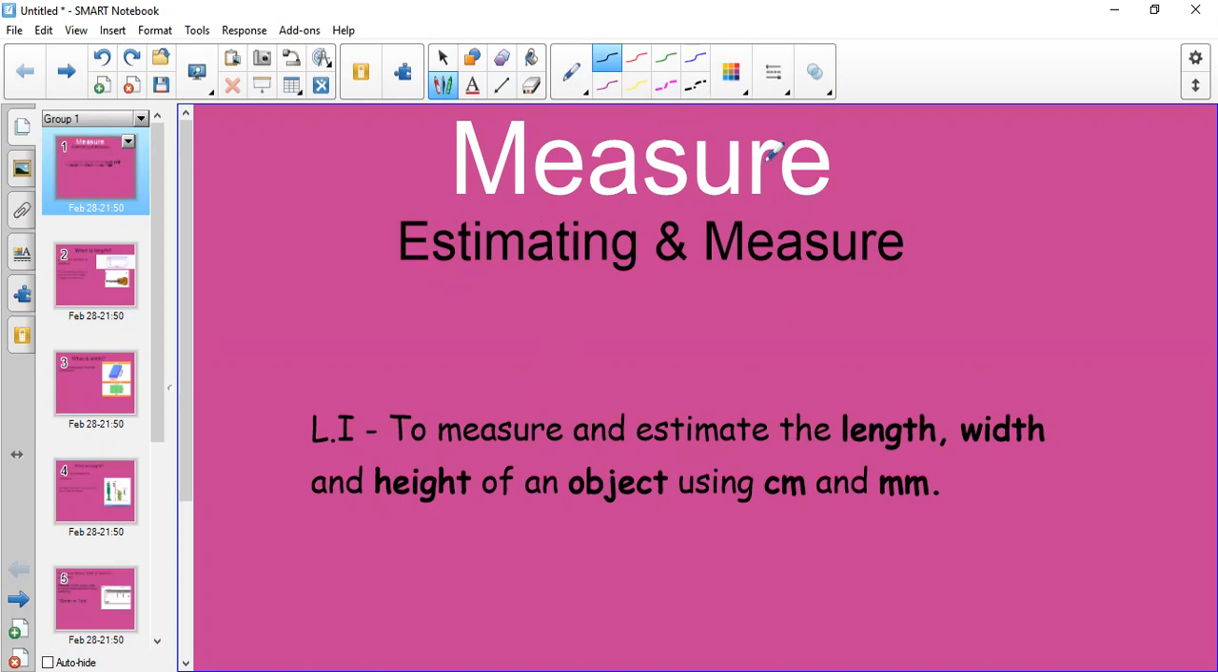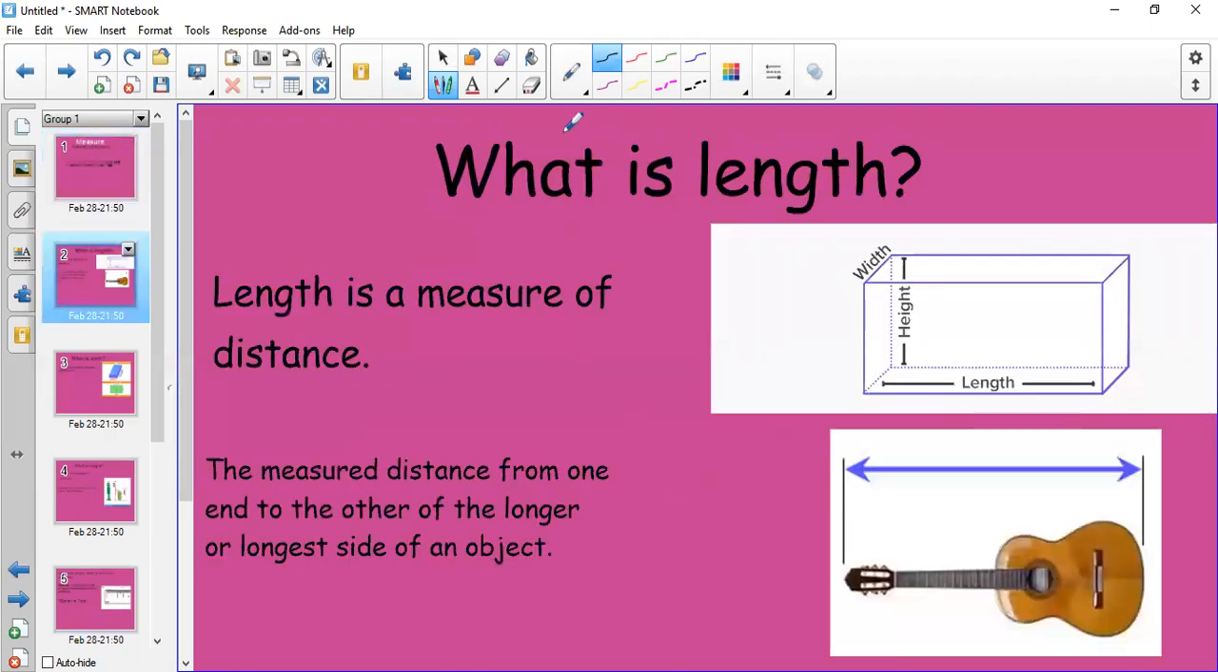Remember, you can pause this video at any time just to make sure that you understand what it is that you are doing. Okay, so first of all, we are going to work out what length actually is. Length is a measure of distance. Distance is the key word here. It is the measured distance from one end to the other of the longer or longest side of an object. If we look at a cuboid, which is a 3D shape, from one end to the other end is its length. That's the distance from one corner to the other.